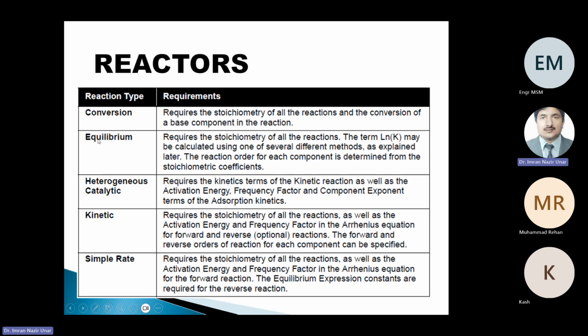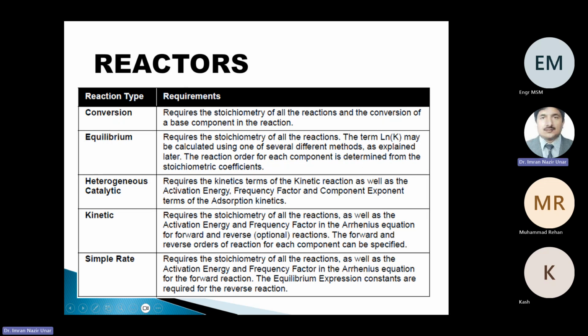So you must have this information. The second kind is equilibrium reaction. This also requires stoichiometry, meaning a balanced reaction must be with us. And then the term log K, a kind of rate constant, meaning the equilibrium constant information must be available. It may be calculated using one of several different methods as explained later. The reaction order of each component is determined from the stoichiometric coefficients. So you need to put the stoichiometry and log K information in the panel, and then the rest of the things will be calculated by HYSYS.